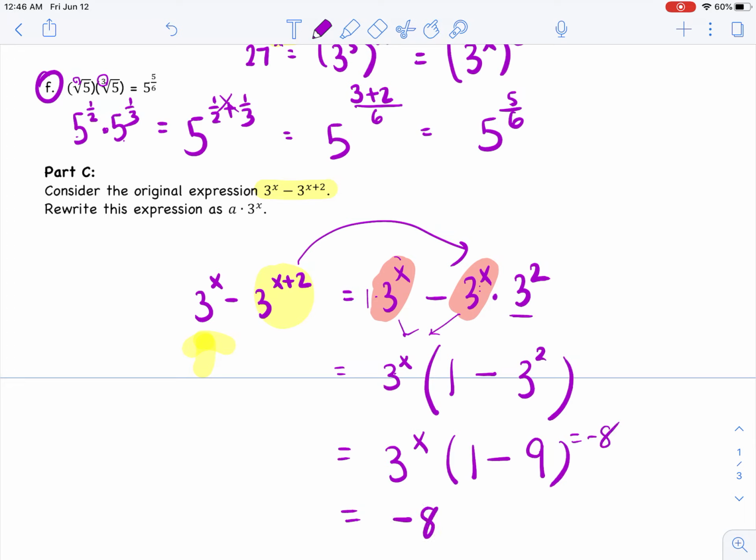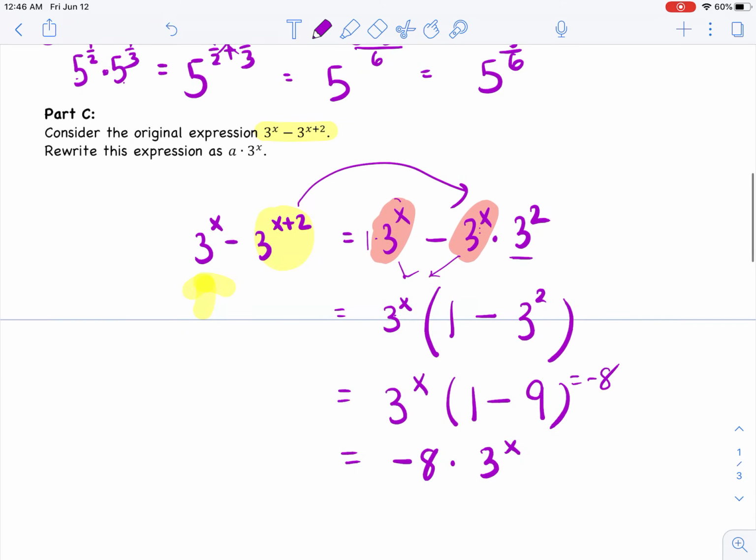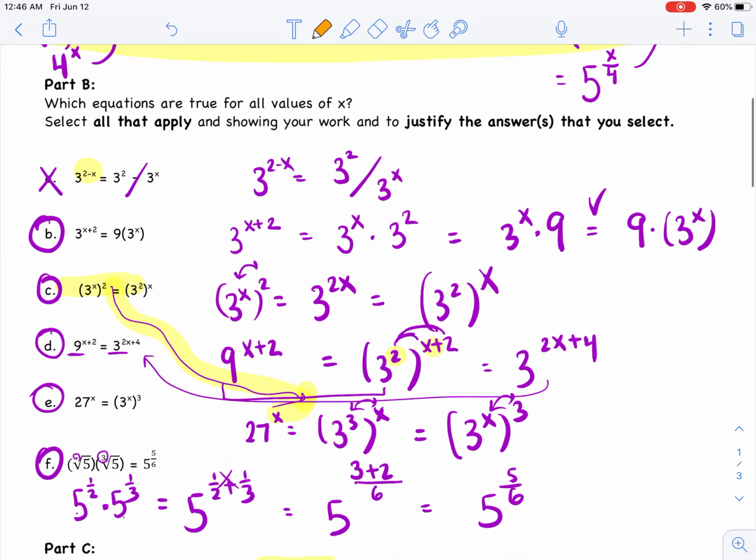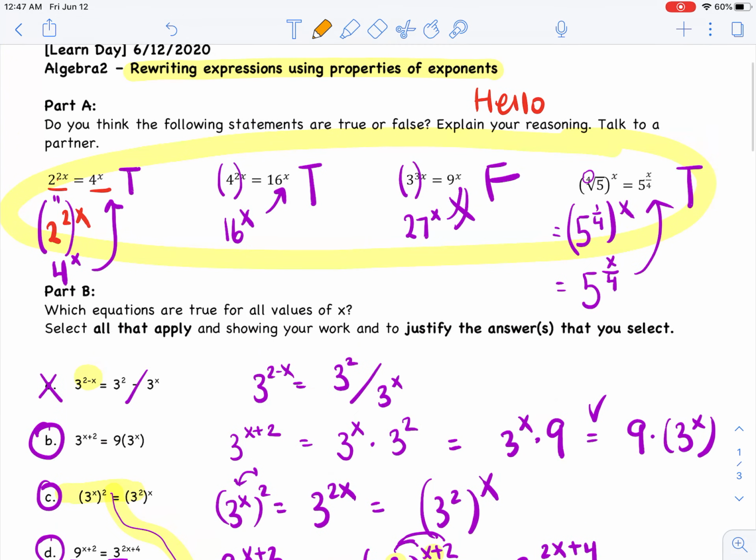Can I just write it negative 8 times 3 to the x, right? So look, we got the answer. That is negative 8 times 3 to the x. That's the same thing. A times 3 to the x is the same as negative 8 times 3 to the x. So your A is equal to negative 8. Okay, so my A equals negative 8. This is my solution.